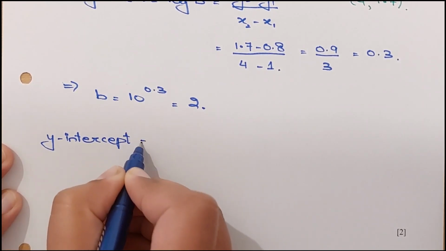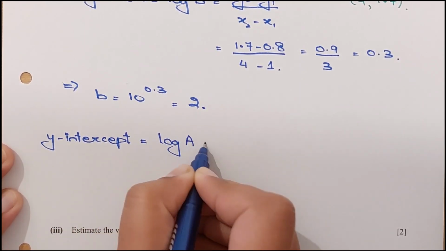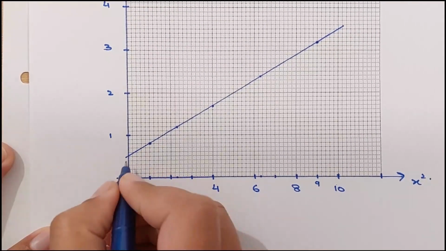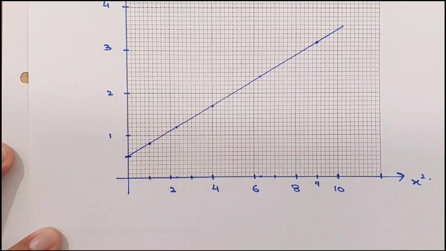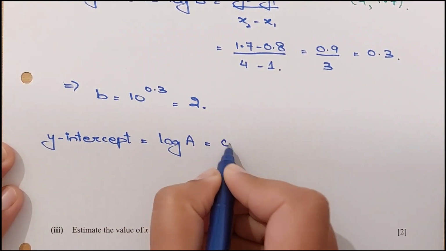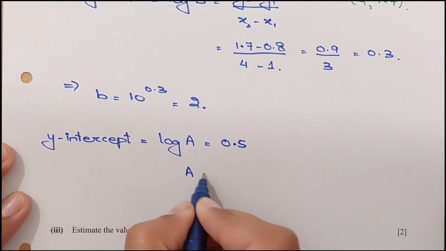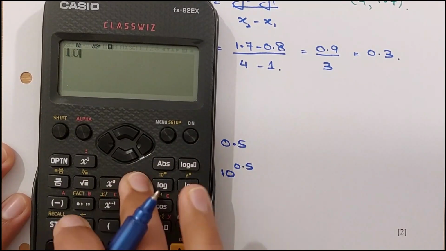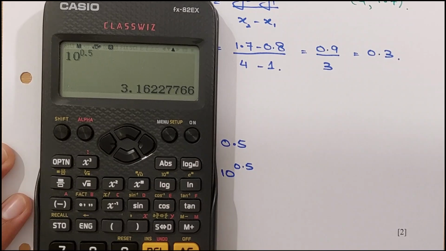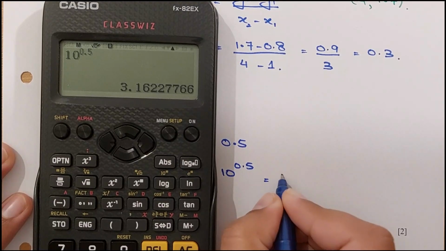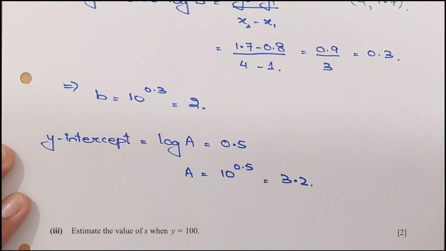Y-intercept is the log of a value, and let me find the y-intercept from the graph. Y-intercept is a point when the curve cuts the y-axis, and this point is 0.5, right? So log of a is 0.5, and what is a? A equals to 10 exponent 0.5. Let me simplify. 10 exponent 0.5, this is 3.16, or if rounded we have 3.2. 3.2 is the a value, and the b value is equals to 2.